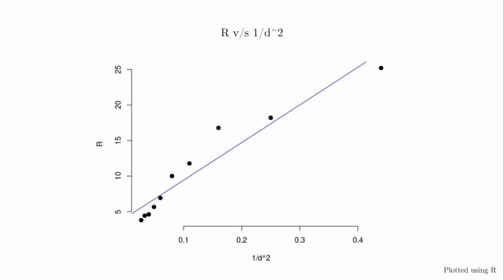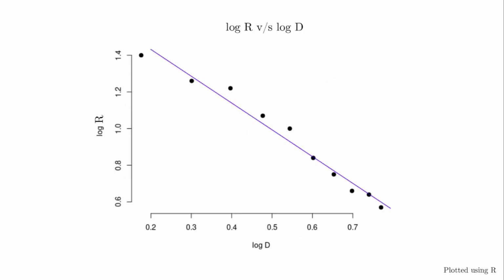Looking at the next graph, R versus inverse square of distance. The graph of R versus inverse square of distance shows a linearly increasing trend. These are the points plotted and this is the regression line. This implies direct proportionality of R and 1 by D square. Next graph, log R versus log D. This shows a linear trend which implies inverse proportionality of R and D.